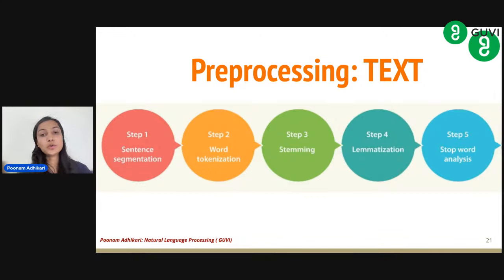Lemmatization also is going to convert the text or a word into the root form. Then we are going to remove the stop words, that is, the redundant words that are not required. Okay, these are like a very brief overview. Actually, we also remove the punctuation, we remove the URLs, and we do the spelling correction as well. Okay, now let's move towards the very first step, that is sentence segmentation.